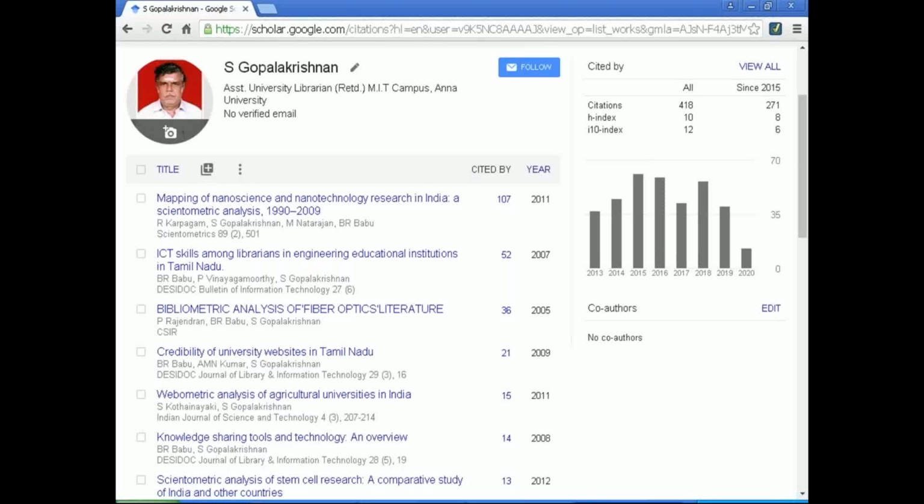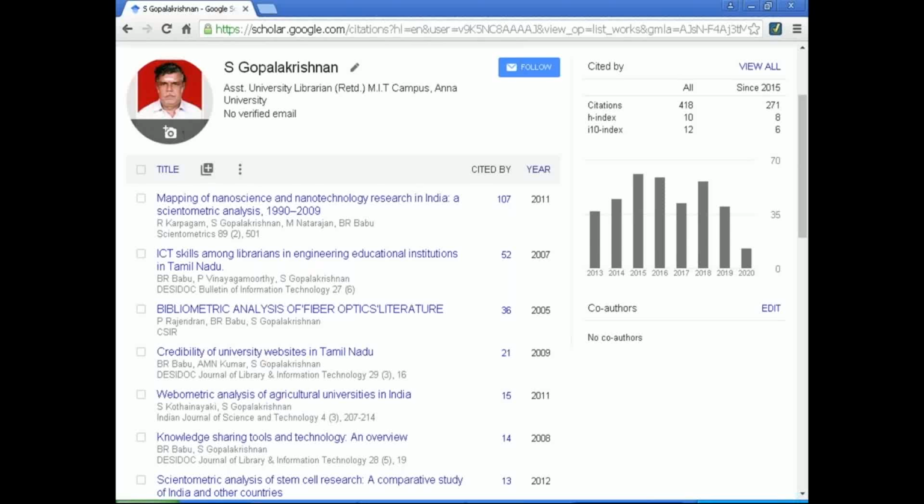Likewise, there are other things. Google may have a limitation that the coverage may be a little bit less or maybe more. Similarly, other services also provide this, and ResearchGate is also providing this type of information.